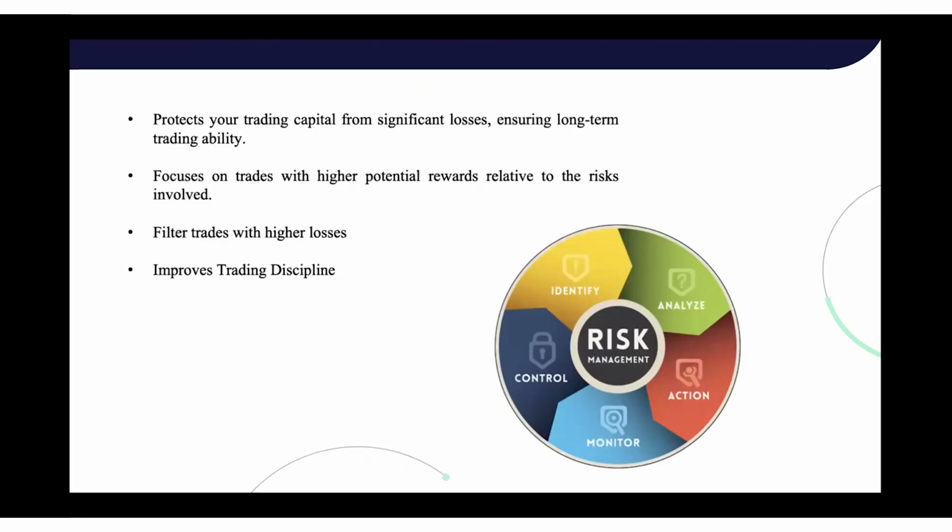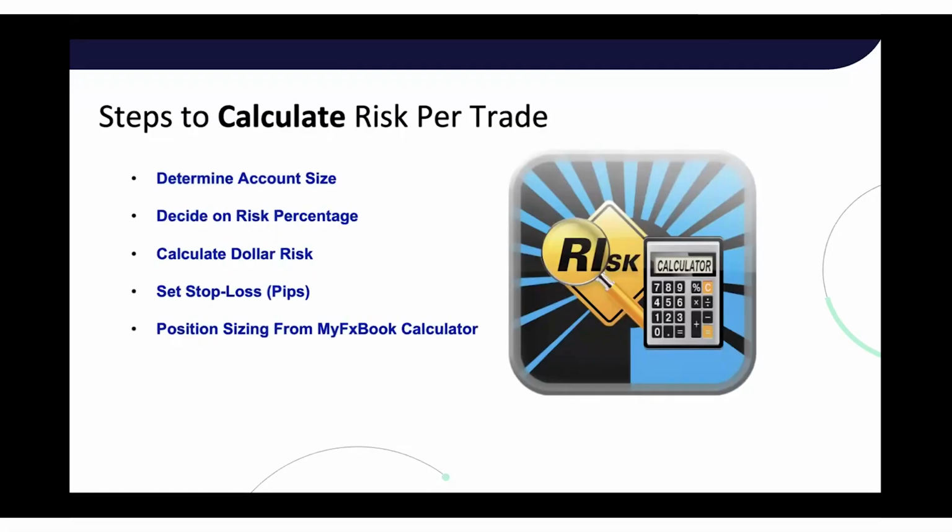I mentioned this part. There are so many benefits to it. It protects your account from significant losses, and also filters out trades with higher losses. If you know that a trade will lose 2% with this stop loss, you will definitely not open it. So this is a good thing. And it also improves your trading discipline. This is so important. I will let you know more about trading discipline in the psychological trading section, and I will show you how to create a journal. This is so important. Now, maybe you have this question.